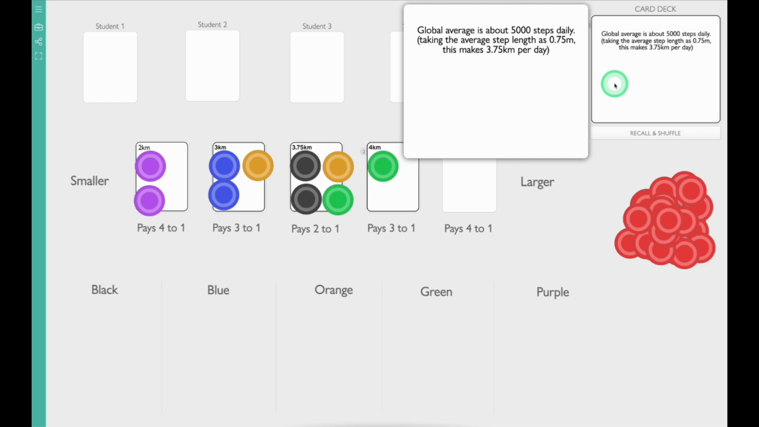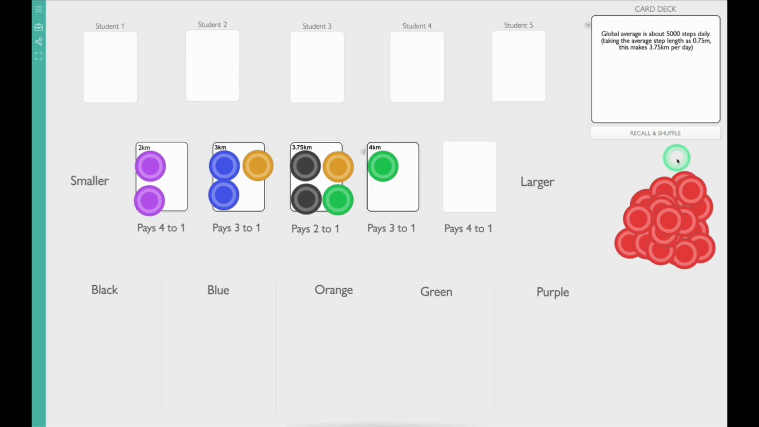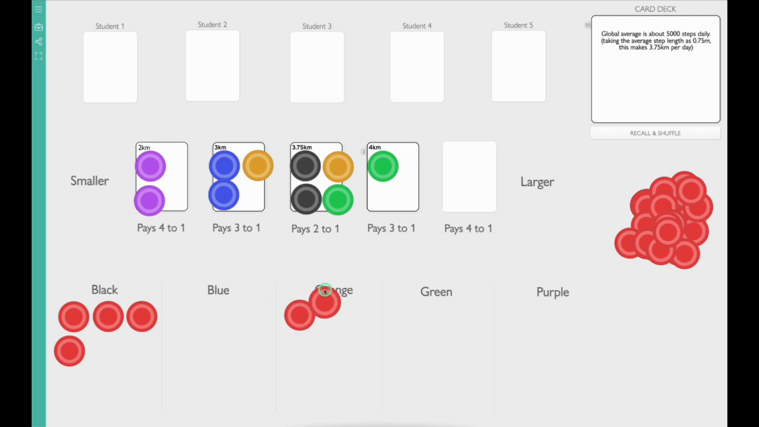Here's how the poker chip distribution would go. Since 3.75 kilometers was the correct answer, only students 1, 3, and 4 received tokens. Student 1 receives 4 chips because they have 2 tokens on the correct answer, which is on the Pays 2 to 1 holder. Student 3 receives 2 chips because they have 1 token on the correct answer, which is again on the Pays 2 to 1 holder. And finally, student 4 receives 1 chip for writing the correct answer and 2 chips for having 1 token on the correct answer for a total of 3 chips.